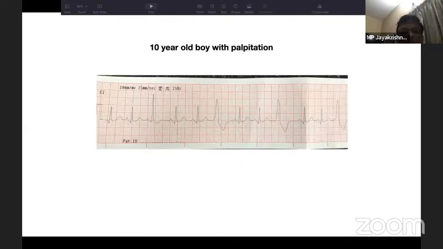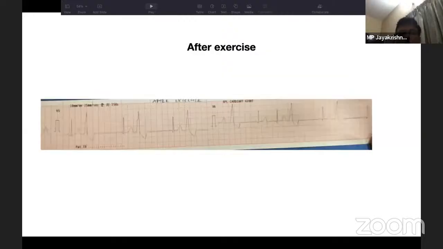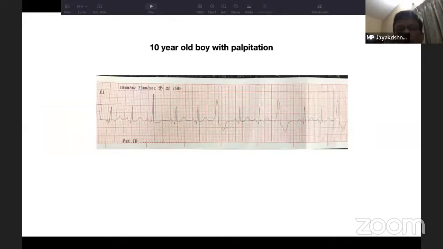This is a 10-year-old boy. What do you see there? Again, abnormal, bizarre looking QRS complexes are there. So these are all ventricular ectopics, wide and also followed by an inverted T wave. This can happen in normal children also, ventricular ectopics.